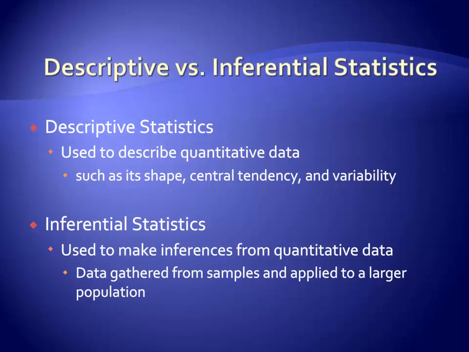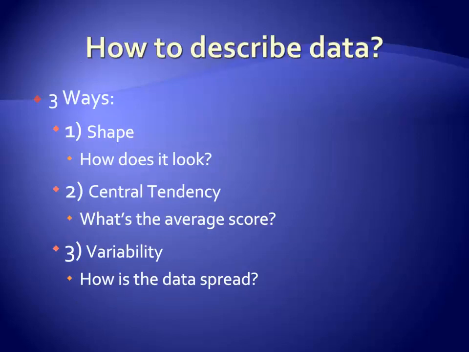The two types of inferential analyses that we'll discuss in this course are chi-square and regression. We'll talk more about inferential statistics later on in the course, but for now, let's explore what is meant by descriptive statistics. There are three main ways to describe data. We can discuss its shape, its central tendency, and its variability. I'll discuss each of these in turn.